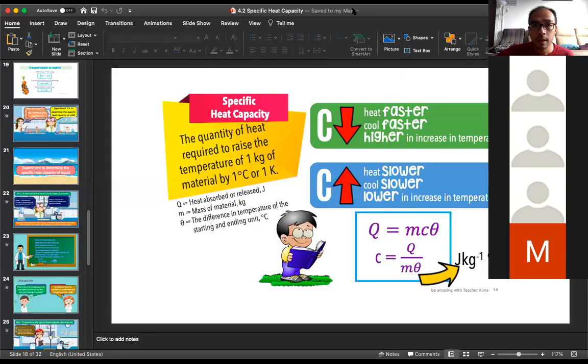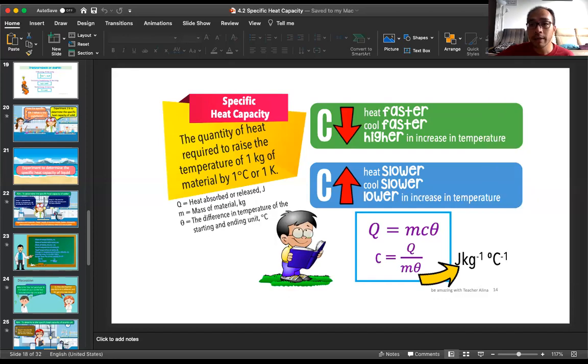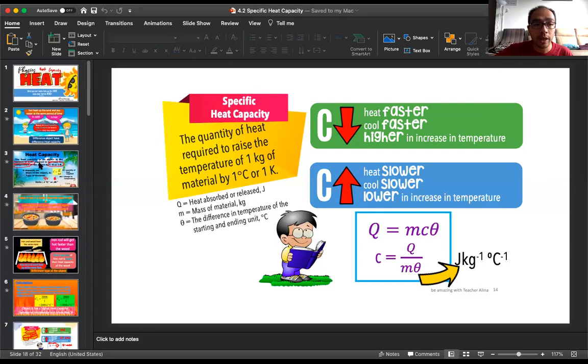Okay, hi everyone. So today we're going to be continuing our study on this subtopic, which is called specific heat capacity. Before this, just to give you a short recap on what we have done so far, we have talked about the meaning of heat capacity. Heat capacity is muatan haba, how much heat can actually go in.